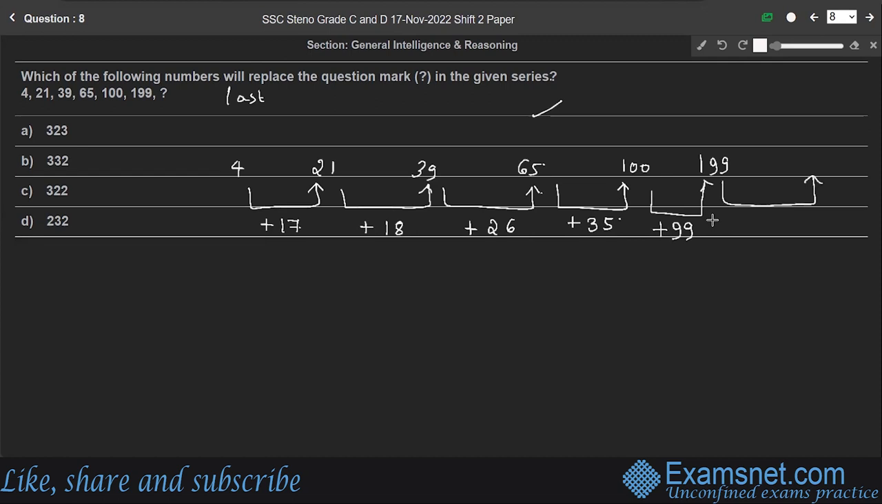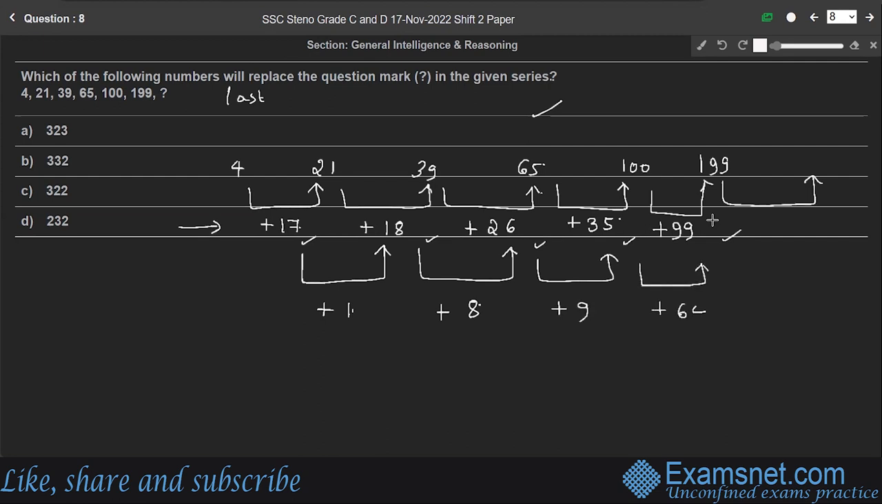So we need to find the last number. To find that, look at the numbers which are added to the previous numbers. The numbers added are 17, 18, 26, 35, and 99. We'll take the difference between the respective numbers which are added. So 17 plus 1 is 18. So 1 is the difference here, and 18 plus 8 is 26, and 26 plus 9 is 35, and 35 plus 64 is 99.